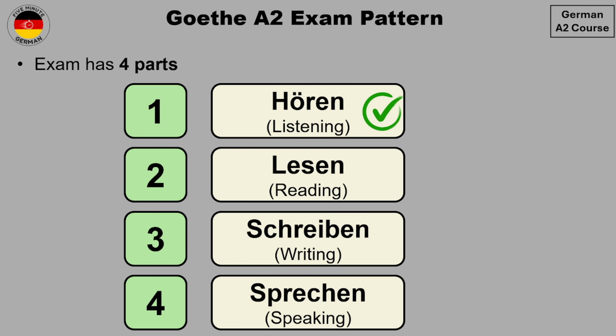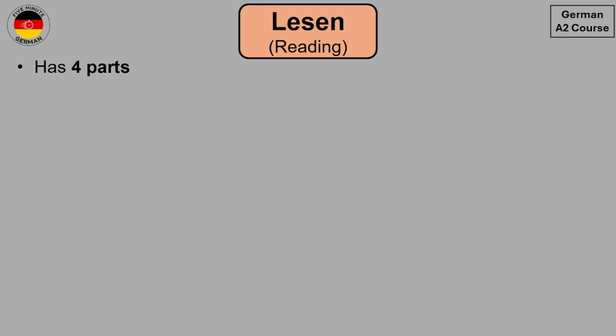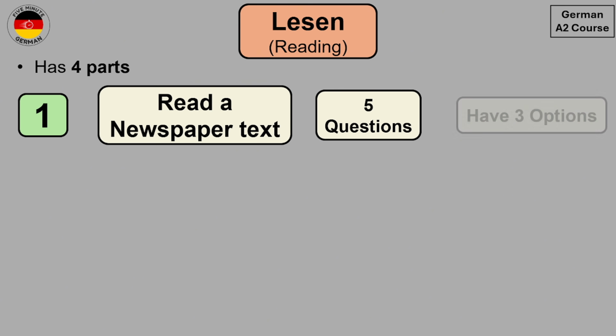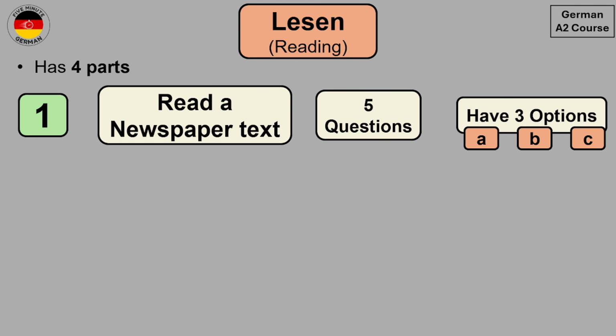Now let's go to the next part, which is Lesen or reading. And this also has 4 parts. So in part number 1, you will have to read a newspaper text, and then you will have to answer 5 questions. And these questions will also have 3 options, A, B or C. And you have to select the correct one. So let's go to the Goethe exam and see how these questions look like.